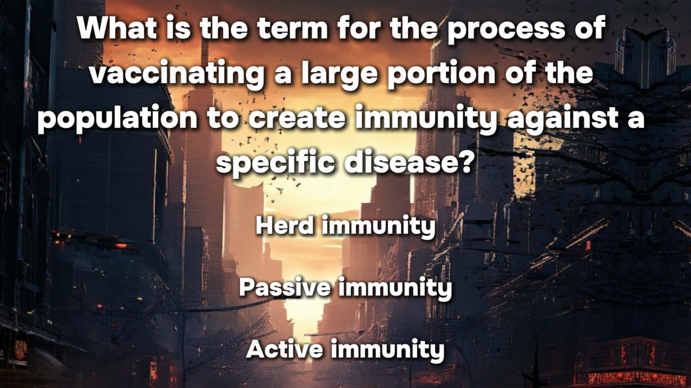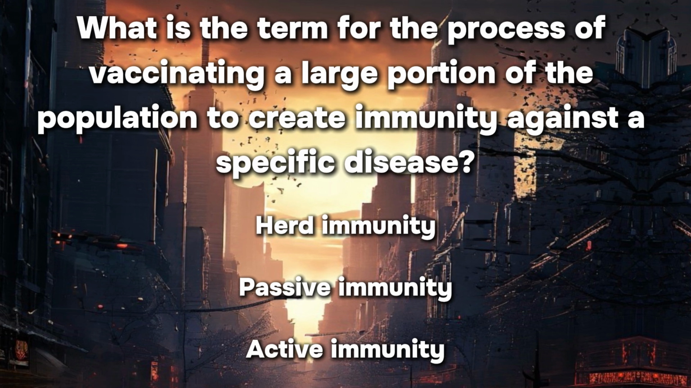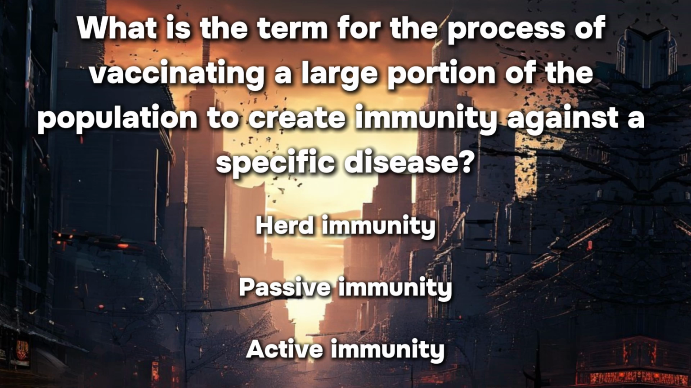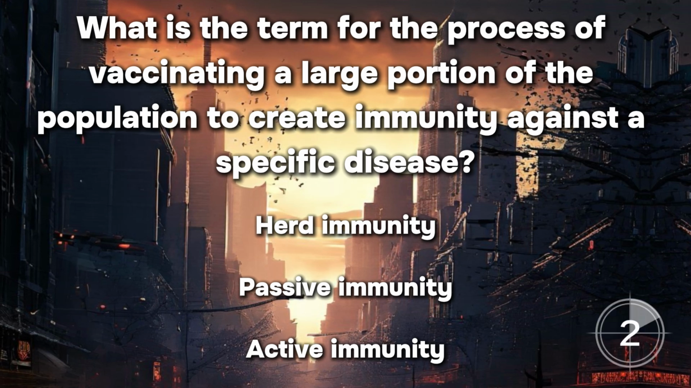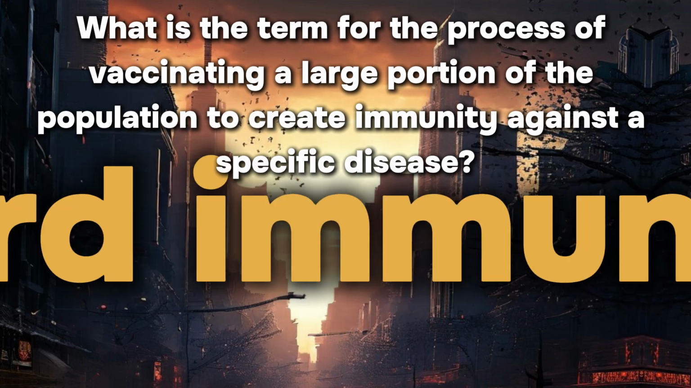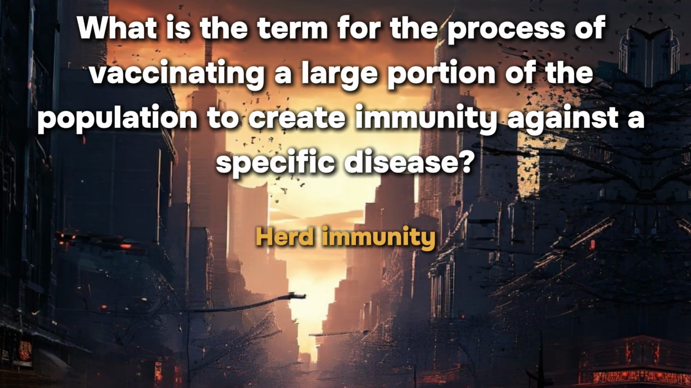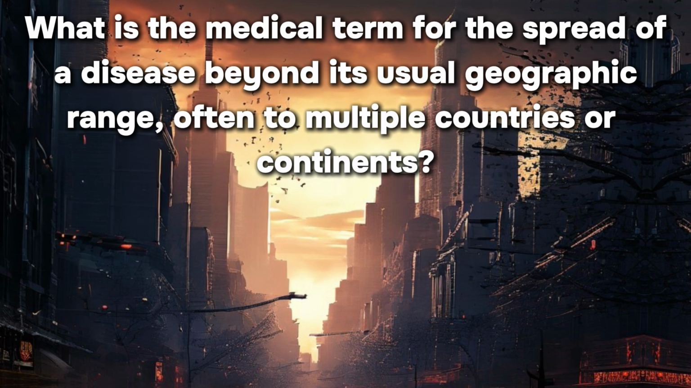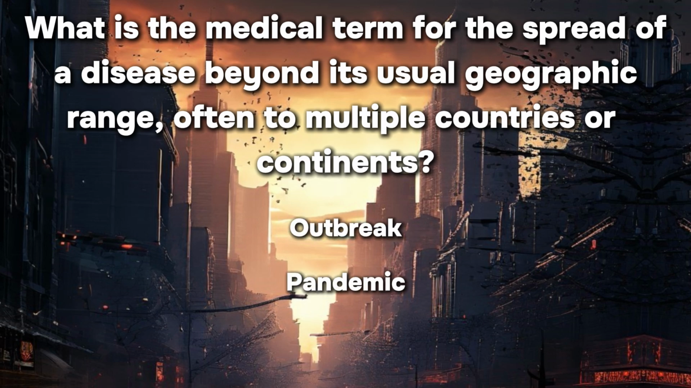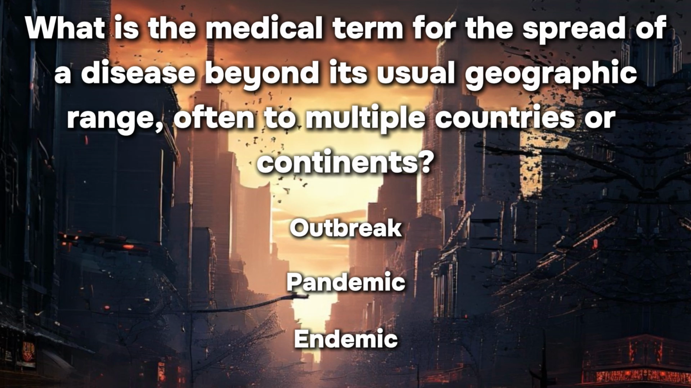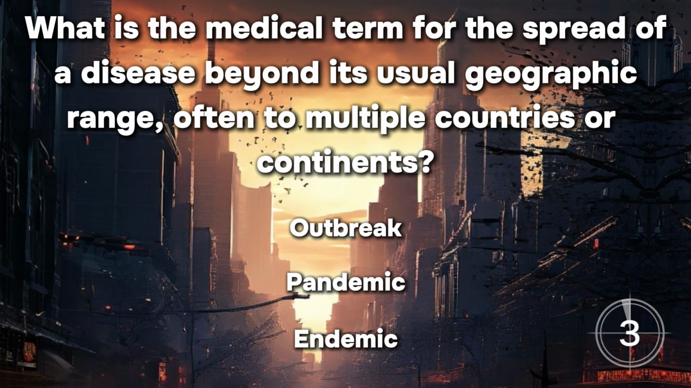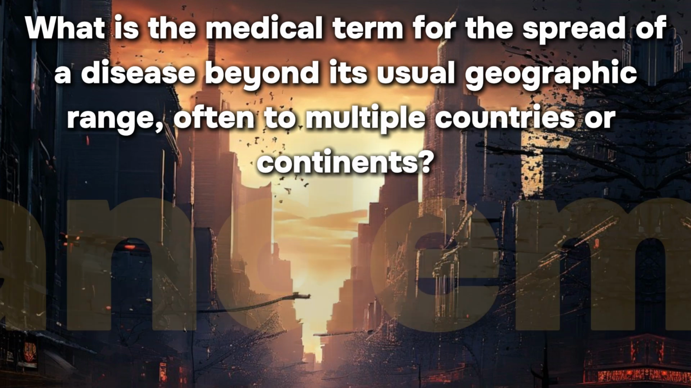create immunity against a specific disease? Herd immunity, passive immunity, active immunity. Herd immunity. What is the medical term for the spread of a disease beyond its usual geographic range, often to multiple countries or continents? Outbreak, pandemic, endemic. Pandemic.